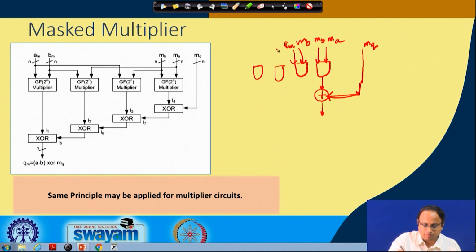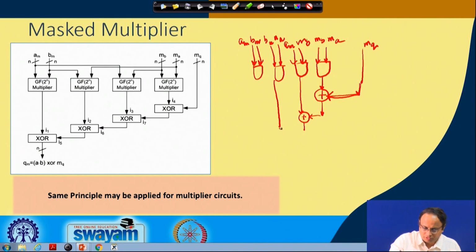And likewise, let us complete this part. So, you have got BM, and this part is MA. And likewise these 2 parts are AM and BM, right. So you basically take these two parts and you again combine this by an XOR. So there is an XOR here which is written over here.